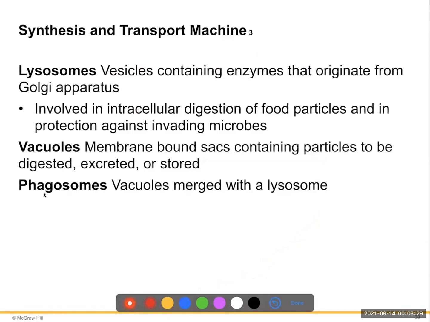Lysosomes. Lysosomes are these vesicles that eat things that are foreign to the cell. Okay, pathogens, things like that. They contain enzymes that digest, and originate from the Golgi apparatus. Now they can break down good parts of your cell too.